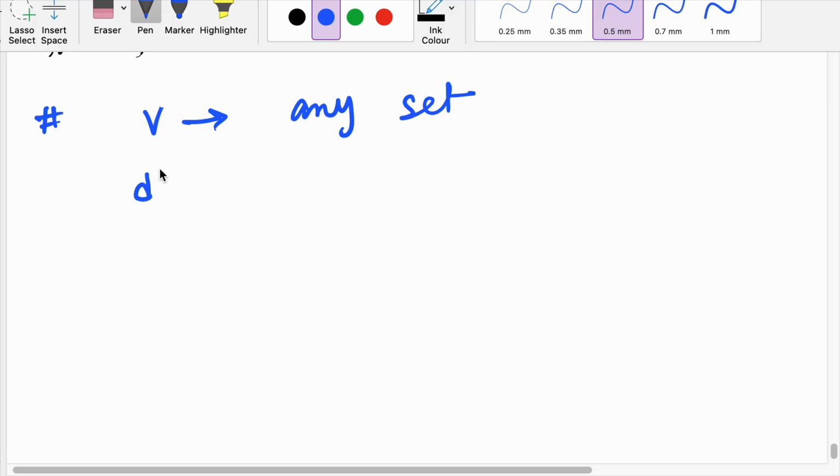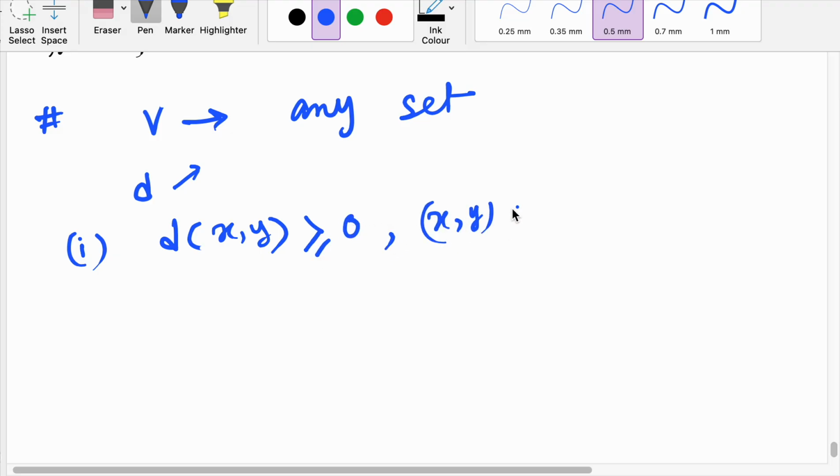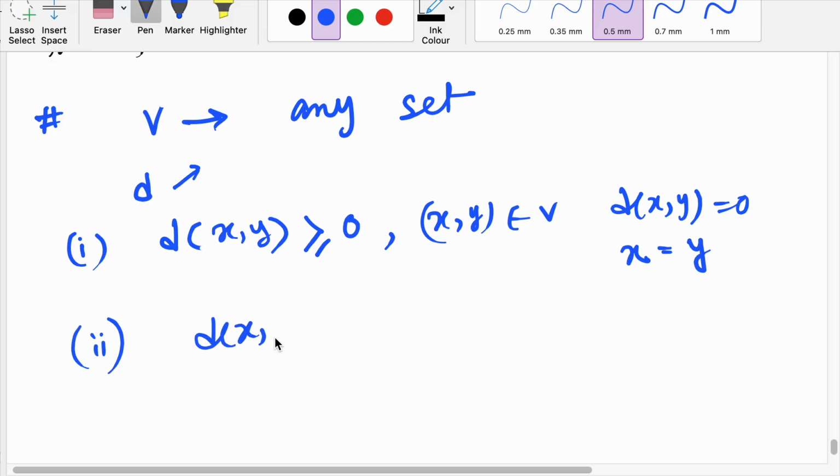Means if I can define the distance in this set D, so D is a function, and it is called distance if it holds these three properties. If I take any two elements from this set, suppose x and y, then first of all, the distance d(x, y) is greater than or equal to 0 for x, y belonging to V. Now d(x, y) will be 0 if and only if x equals y. And the second thing is that d(x, y), the distance between x and y, is equal to d(y, x).